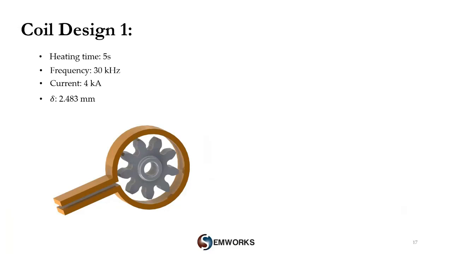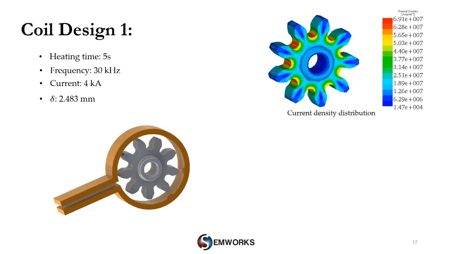For this first coil design, which is made of a one-turn inductor with a gap separating the entry and exit ports, if we consider static hardening, when both the inductor and the gear are fixed, 5 seconds of heating at a frequency of 30 kHz is enough to heat up the gear to the desired temperature mentioned in the previous slide. As a result, we obtain the following induced eddy current density distribution, which looks uniform and acceptable, where the maximum is concentrated in the root regions between each tooth.